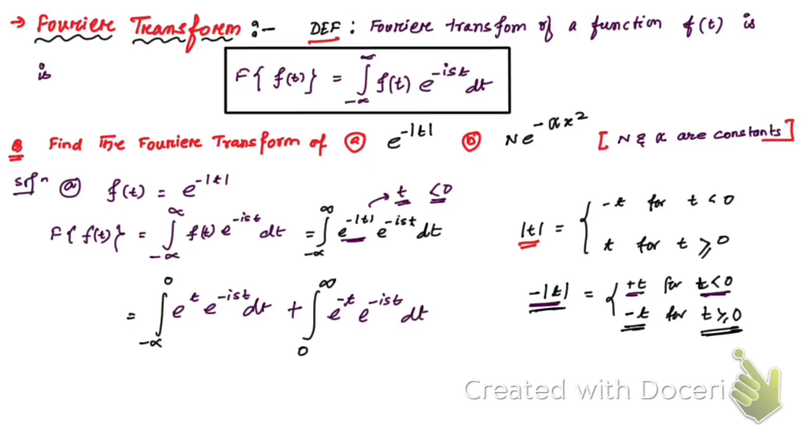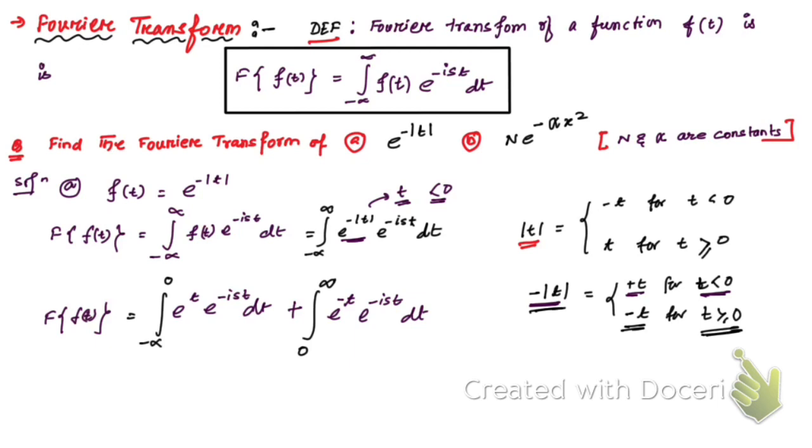That's what we can write. So hope you have understood this. So now this is the Fourier transformation of the function f of t, or Fourier transformation of this e to the power minus mod t, right?